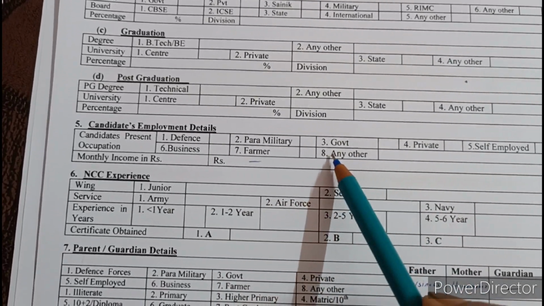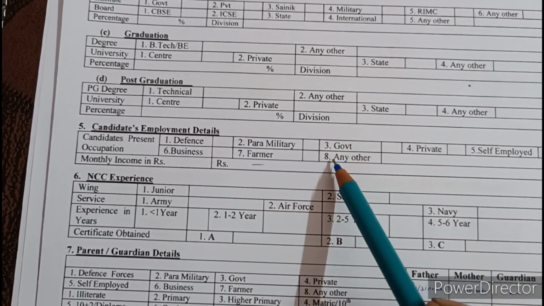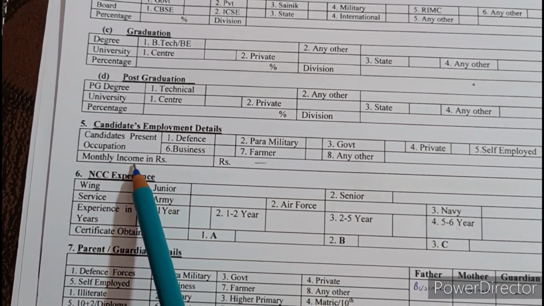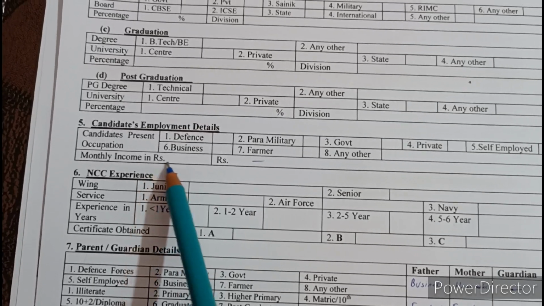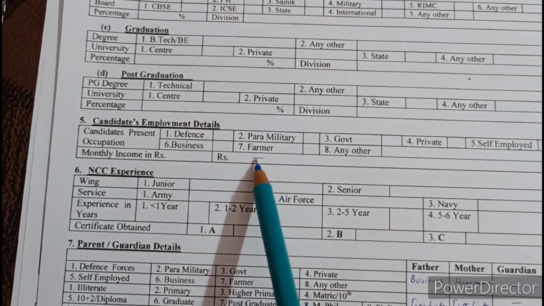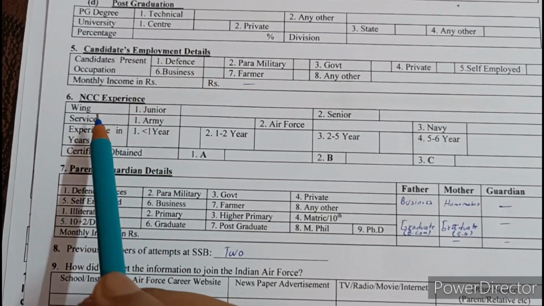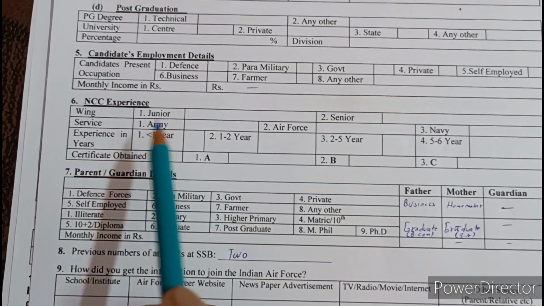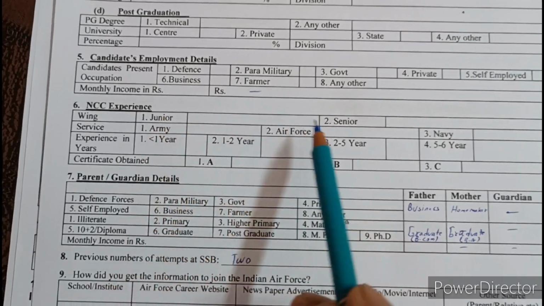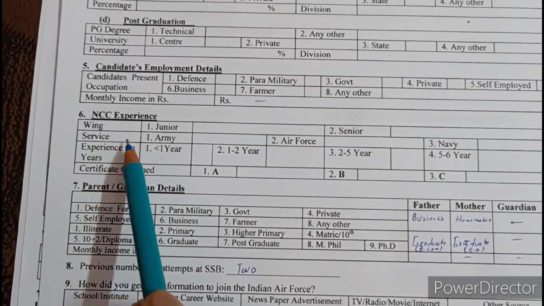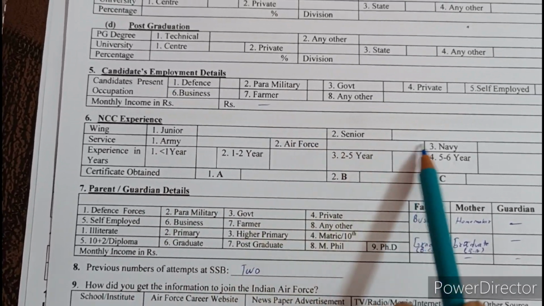And if you are a student, then you simply click on the eighth option and write here student, and simply specify your monthly income in rupees here. Now talking about your NCC experience, if you have done NCC, you can write accordingly, whether you were junior or senior. Similarly, write what you have chosen, the army, air force or navy, and your experience.